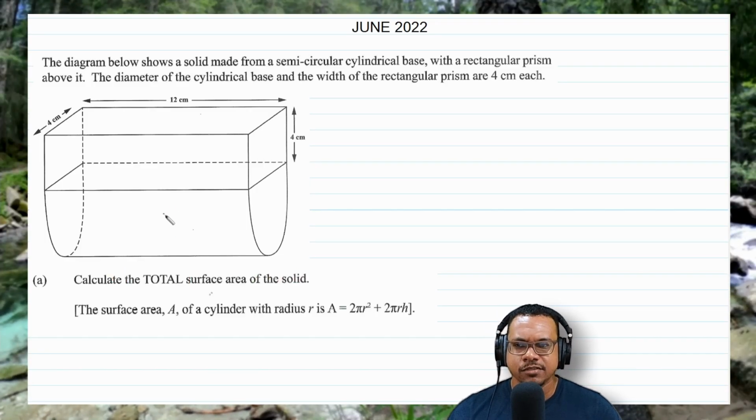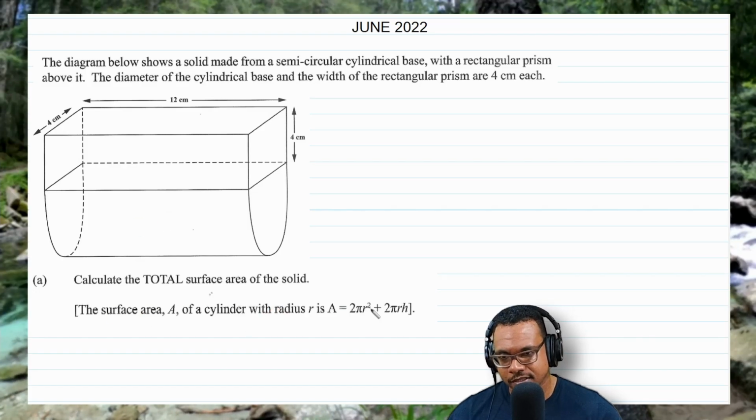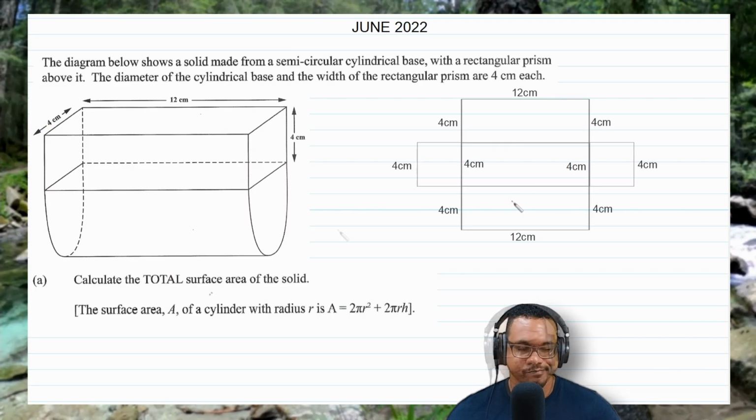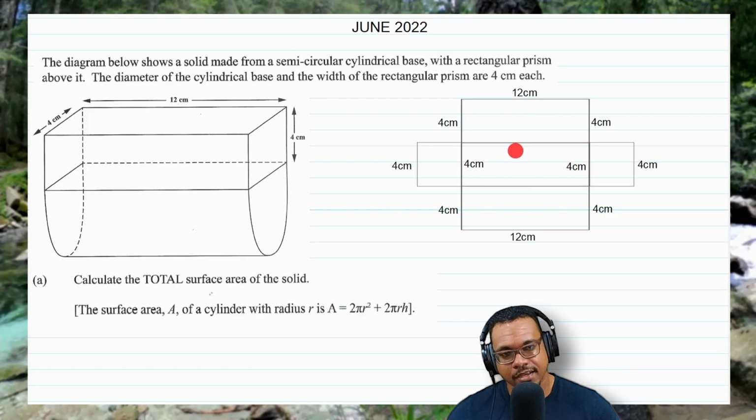Now, what we have to do is get the total surface area of the cylindrical base. The surface area of a cylinder is 2 pi r squared plus 2 pi r h. The cylindrical base would be half of a cylinder, so you can work out this formula, and whatever answer you get, find half of it, and that would be the surface area of the semi-cylinder. Now, for the rectangular prism, we have a 4 by 12 rectangle on top here. This would be a 4 by 4 square on the ends, and this would be a 12 by 4 rectangle on the sides. So here I draw the net for the rectangular prism.